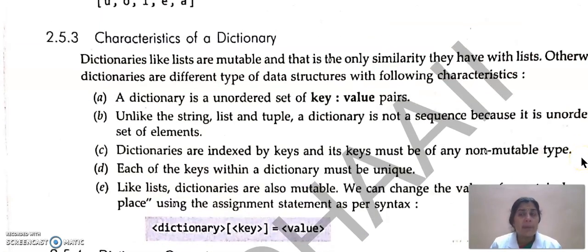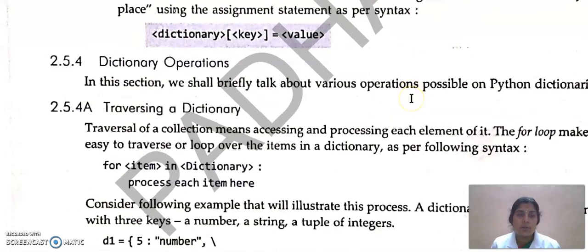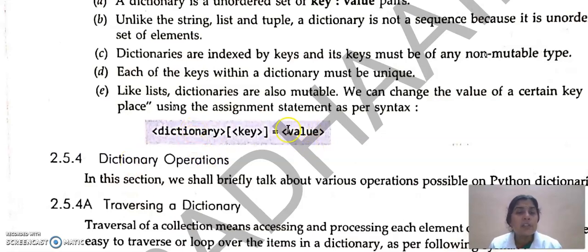The characteristics of a dictionary. The main characteristic is that a dictionary is mutable, which means we can change its elements. Then a dictionary is an unordered set, with no order in the key value pairs. It is not a sequence, it is an unordered set of elements. Dictionaries are indexed by keys, and keys must be of a non-mutable type. Each of the keys within a dictionary must be unique, because if we repeat a key, the same key would have different values. That is not possible. Then dictionaries are mutable.